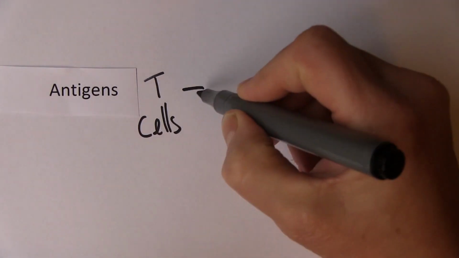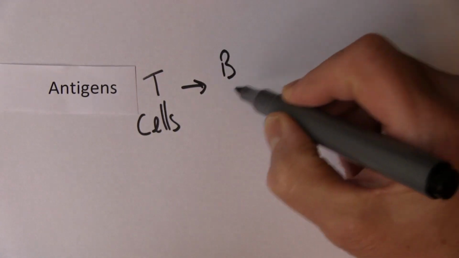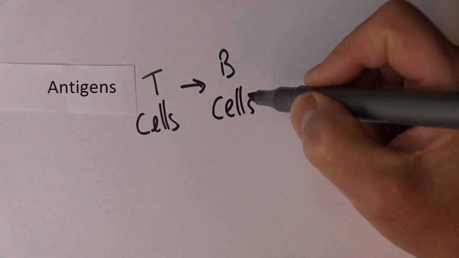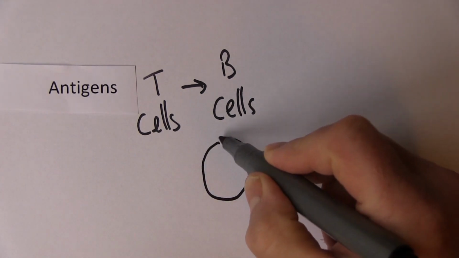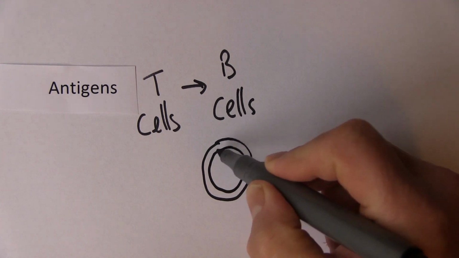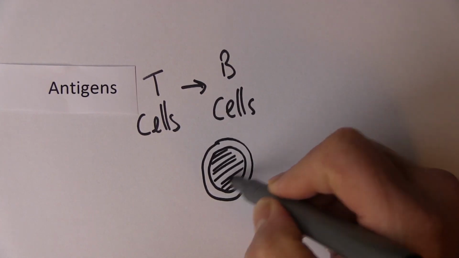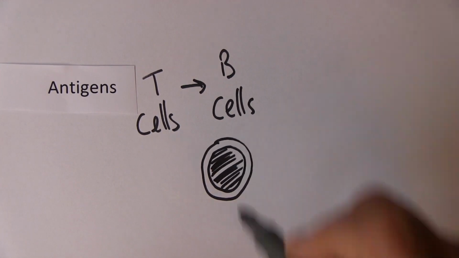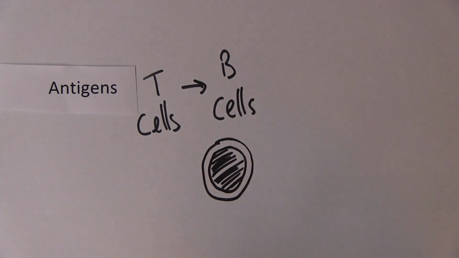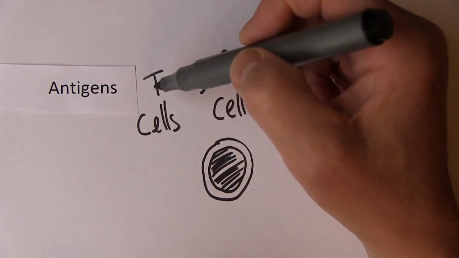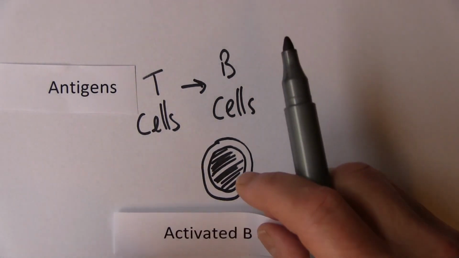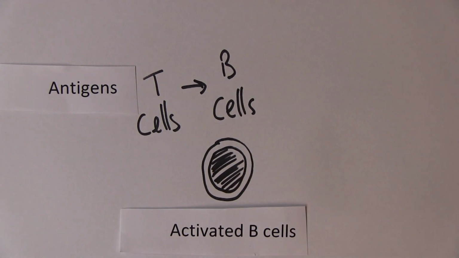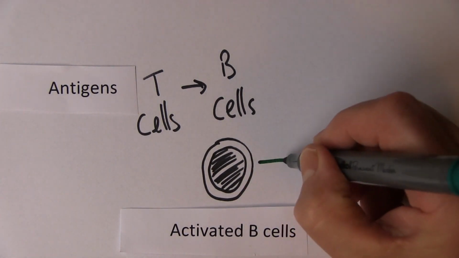And the T cells communicate with the B cells, the B lymphocytes. And the B lymphocytes are cells which produce antibodies. They produce the immune proteins. So antibodies are immune proteins. So the arrival of the antigen will cause the T cell to activate and stimulate the B cells. So now this B cell is activated. And when it's activated, it will produce lots of antibodies.